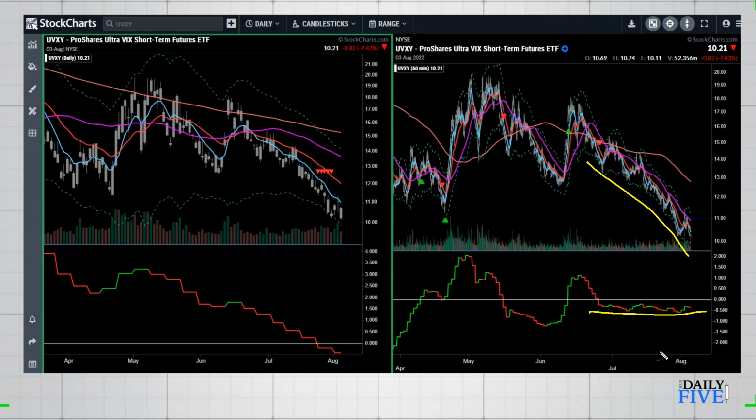It's been going sideways. Do you see the divergence there? So this is what I call positive divergence. Now, it's nothing to act on quite yet because the Moxie indicator is still below 0 and price is still below these downtrending moving averages.